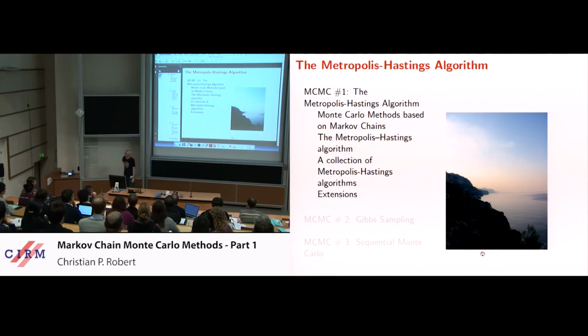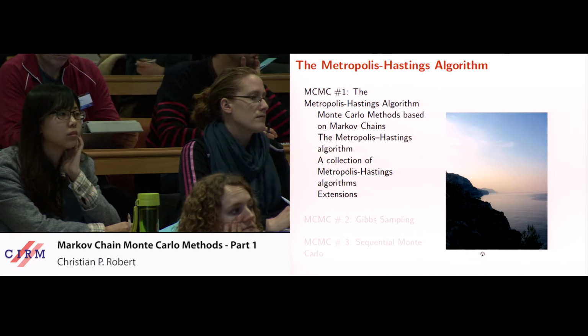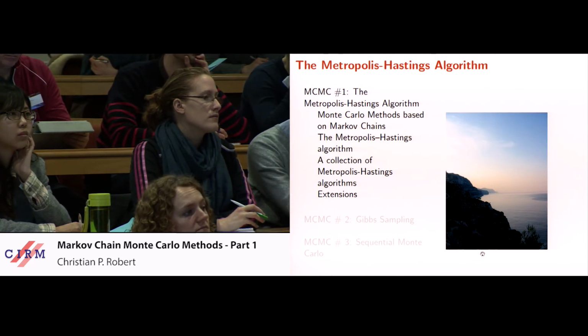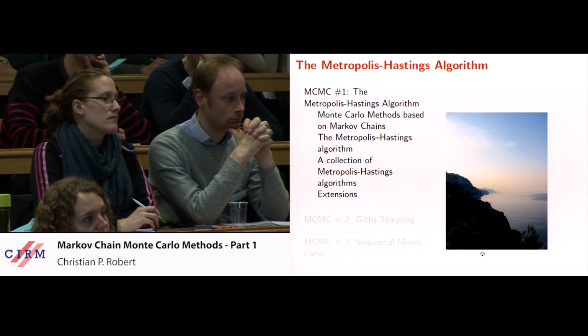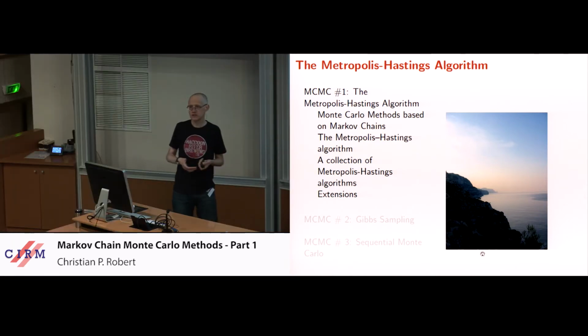I'll start with Metropolis-Hastings as the most generic method to do Markov chain Monte Carlo, again with no intention of being advanced or deep, but just giving the idea of what Metropolis-Hastings is. And of course, feel free to interrupt.